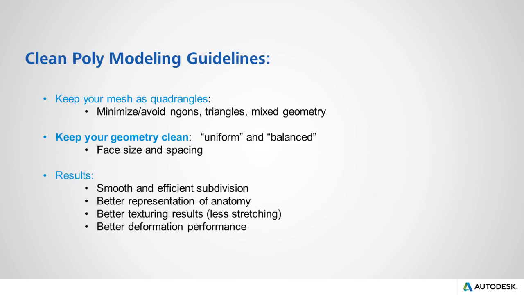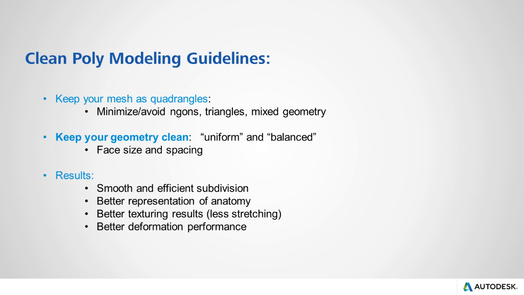So some clean poly modeling guidelines. Keep your mesh as quads, right? So try to minimize or avoid n-gons, triangles, this kind of mixed geometry. Any of these things will subdivide, but you're not going to get a very efficient or effective subdivision. If it's nice clean quads, everything's welded and kept together, you'll find that you'll get a nice efficient, effective subdivision that will sculpt really nicely as well.